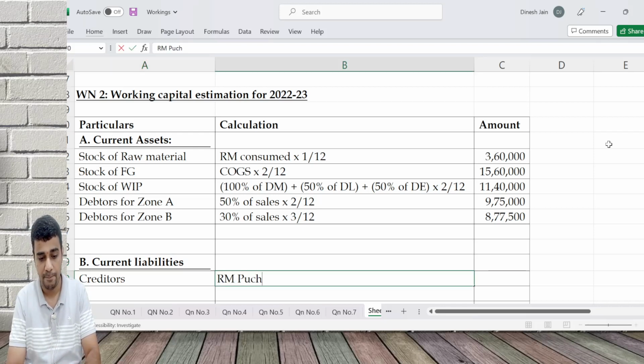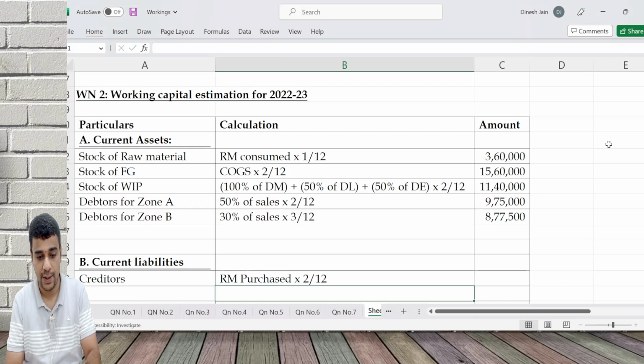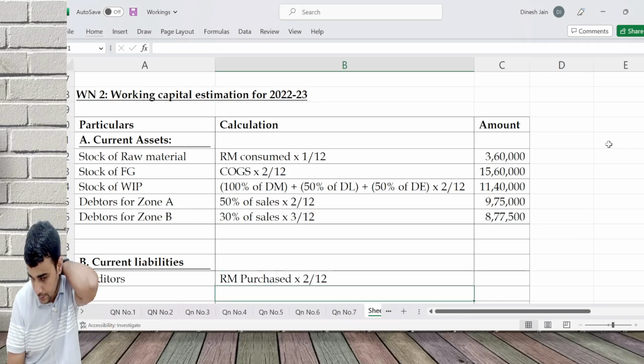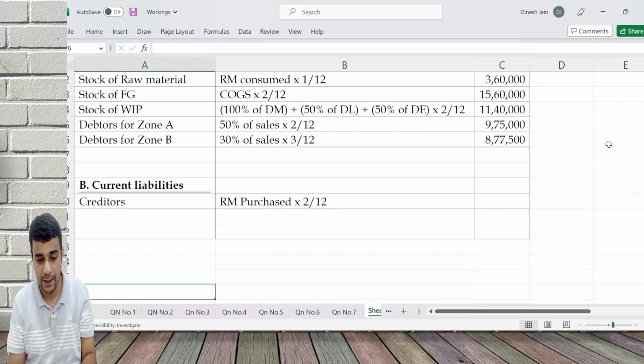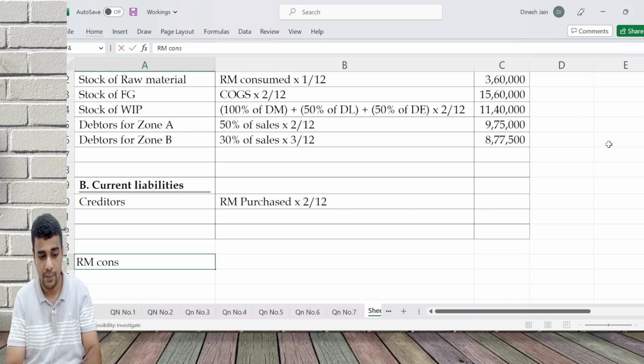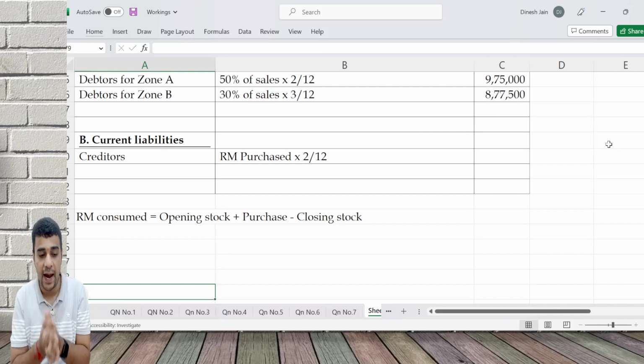Creditors is on RM purchased into 2 by 12. Now, there's going to be slight variation. What is the variation? RM consumed is equal to opening stock plus purchase minus closing stock. Normally both will be same, but here there is a change in level of activity.